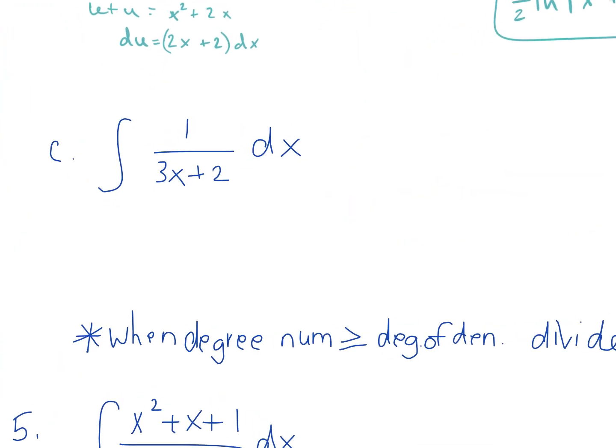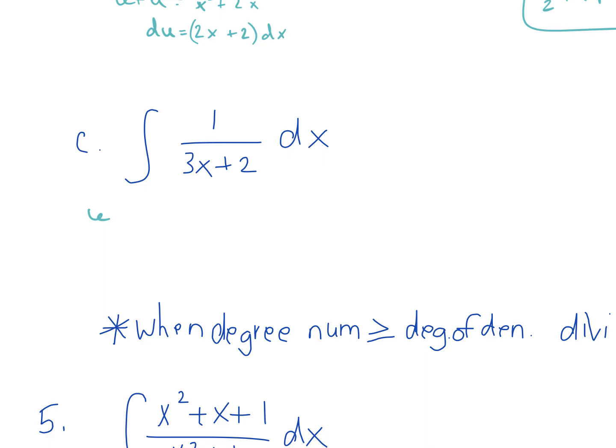Let's do c. So let's let u equal what? 3x plus 2. Then du would be 3 dx. Perfect. I've got a dx, but I need 3. So if I multiply by 3 up here, what else do I have to do? Multiply by 1/3 on the outside. Perfect.